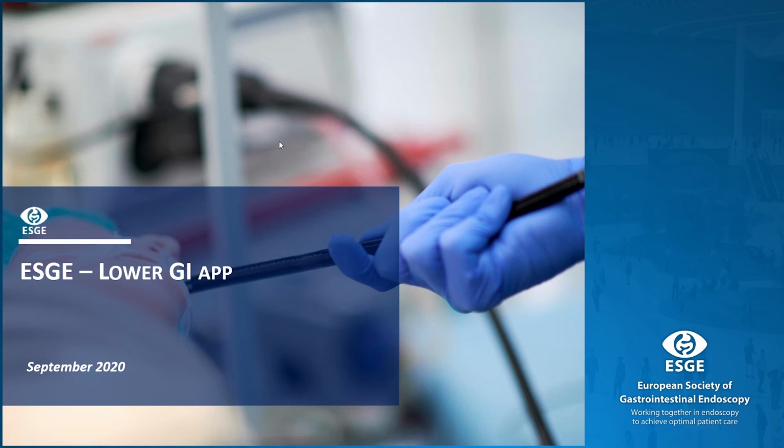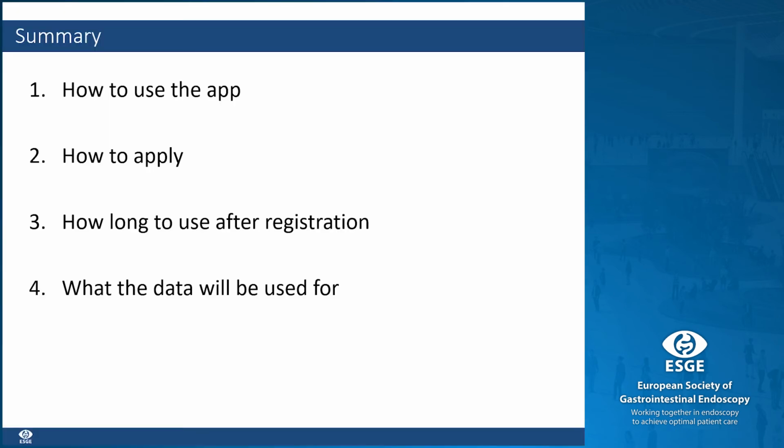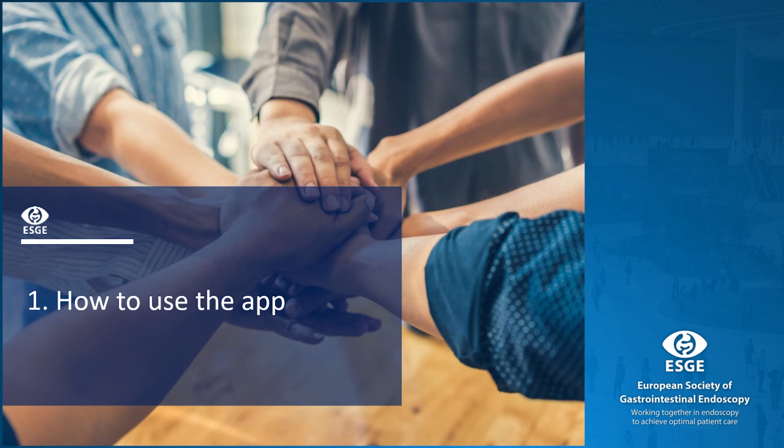Welcome. We would like to show you how to use the Lower GI Quality Monitoring app. In summary, I will talk about how to apply for the app, how to use it, how long it will be active, and how to proceed at this time frame, as well as how the data will be used. So how do you use the app? It is quite simple. We'll go through one case just to show you how quick the whole process is.